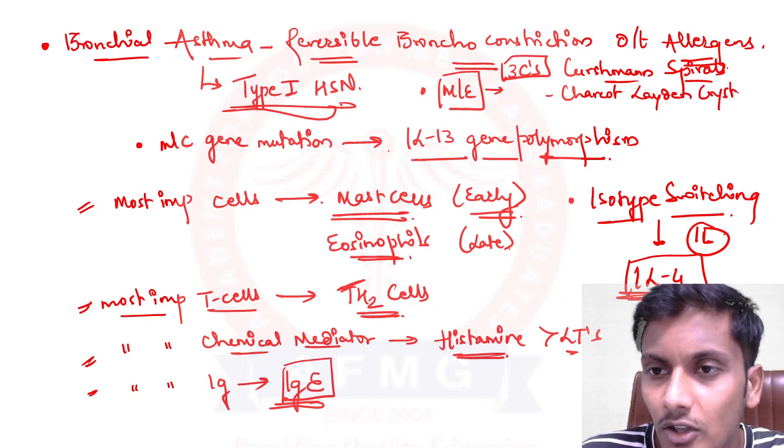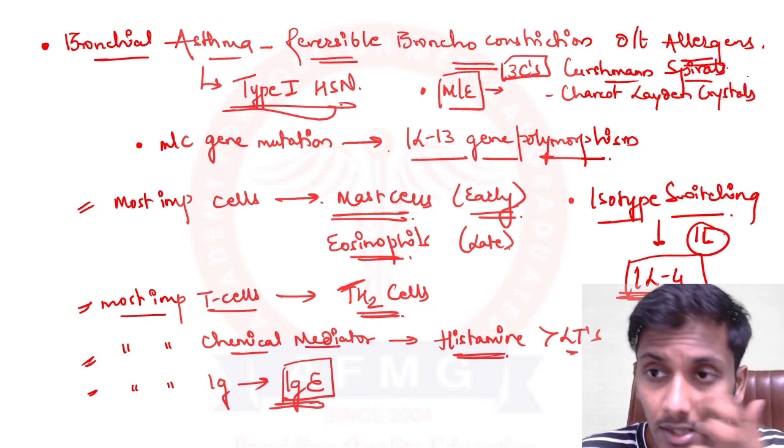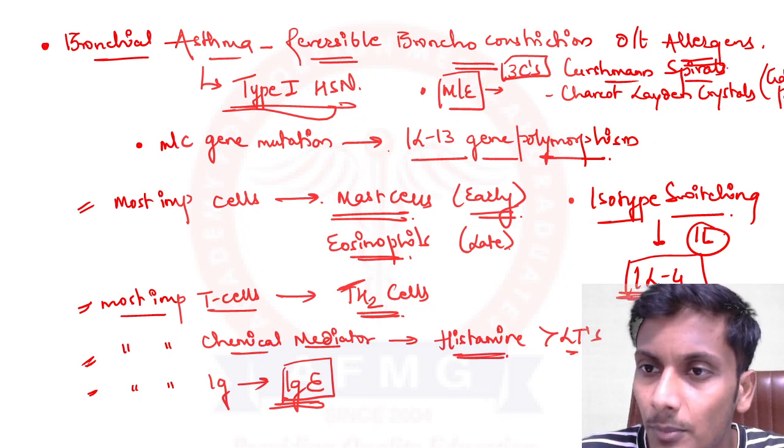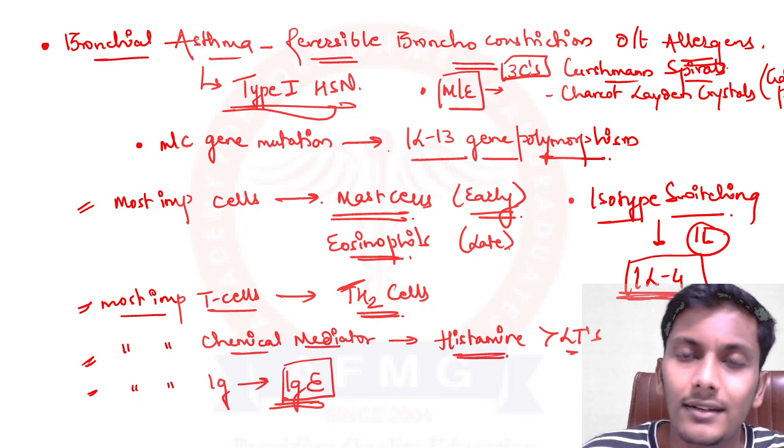And what are these Charcot-Leyden crystals? These are needle-shaped crystals which are made up of galectin-10 protein. Important one, please remember. So Charcot-Leyden crystal is the second C.